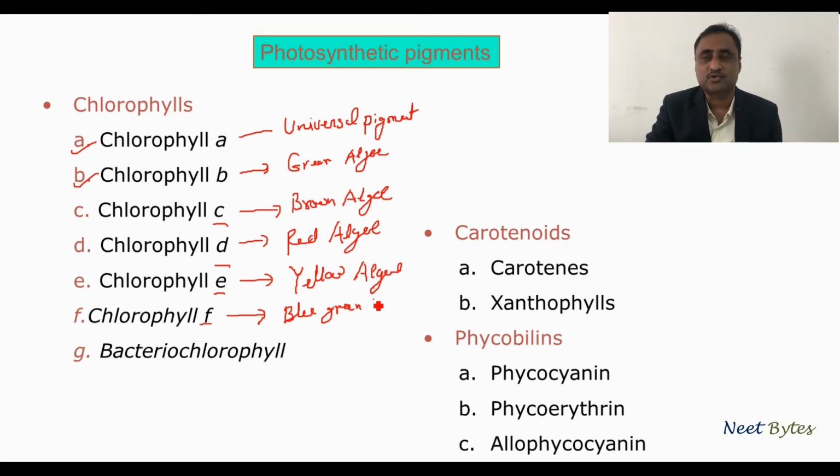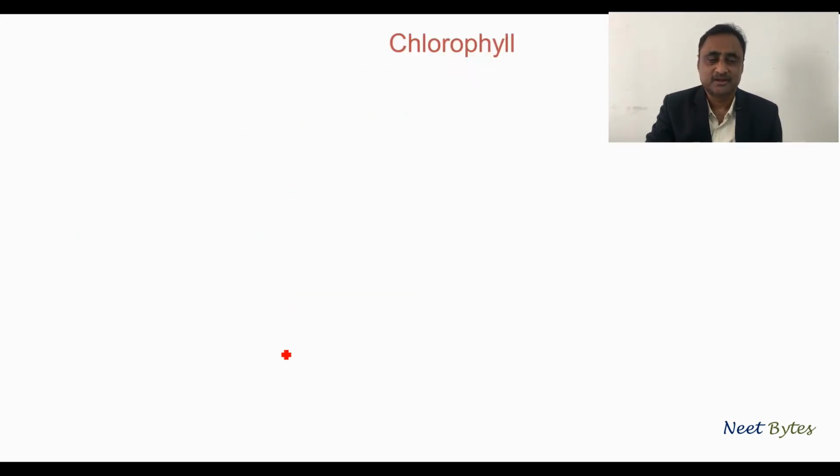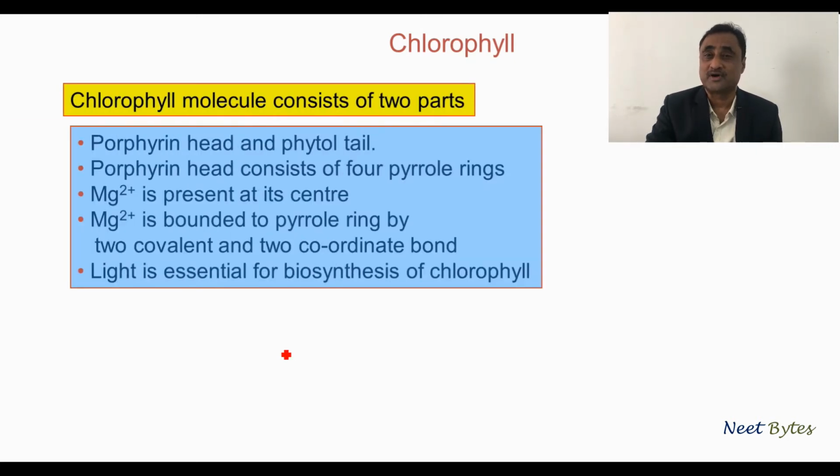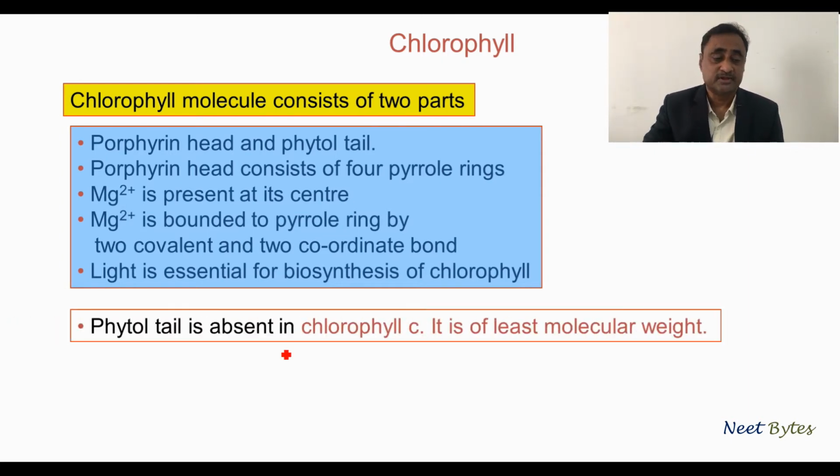So first of all, let's talk about chlorophyll itself. Chlorophyll consists of two parts, right? What are they? One is a porphyrin head and the second is a phytol tail. Now what is the porphyrin head? The porphyrin head itself is made up of 4 pyrrole rings, or we can also say it is a tetrapyrrole. If it is a tetrapyrrole, then a magnesium ion sits in the center of the tetrapyrrole, and this magnesium is bound by 2 covalent bonds and 2 coordinate bonds.